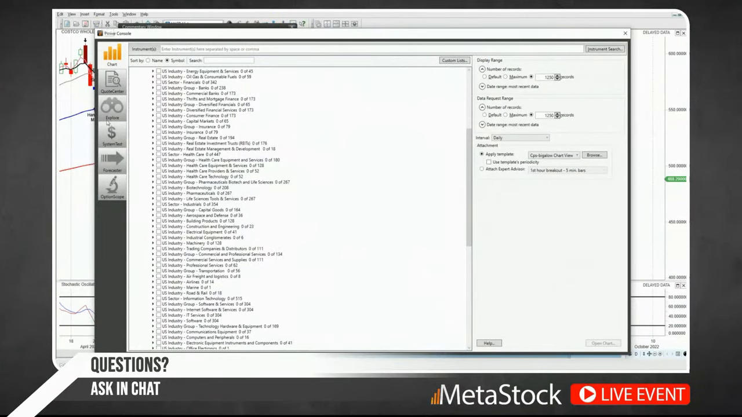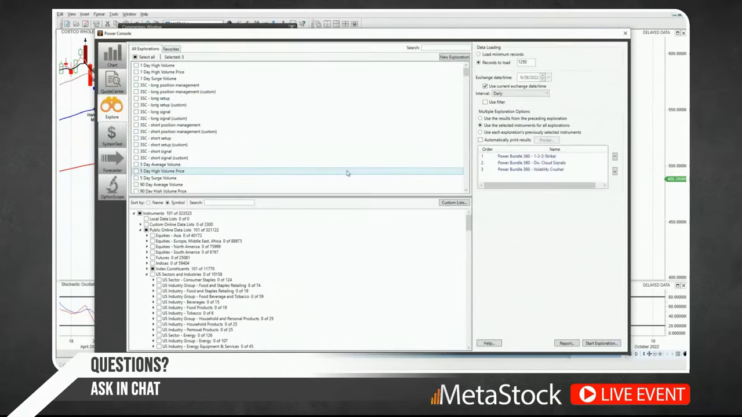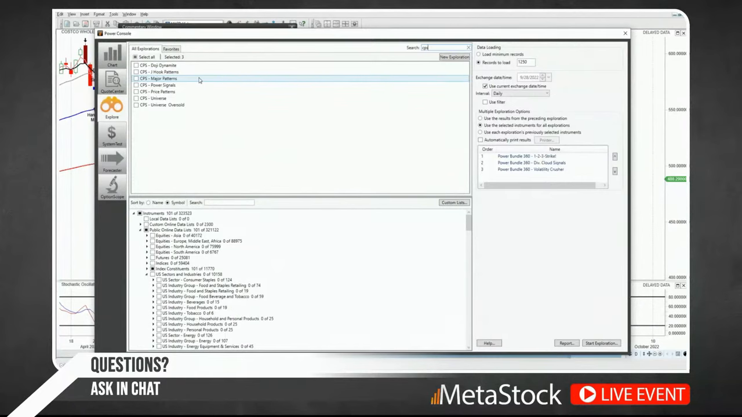What I'm going to do is click on the scan right here. And I'll list all the CPS scans. CPS stands for Candle Profit Systems. And you'll notice there's a couple of universe scans at the bottom. These will help you build a watch list. If you run this scan, it'll filter out all the stocks that are below $5 or don't have an average volume of 200,000 shares. So you can save that list and scan it every day.